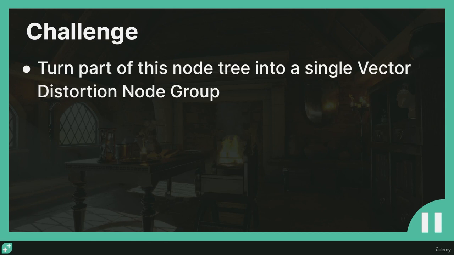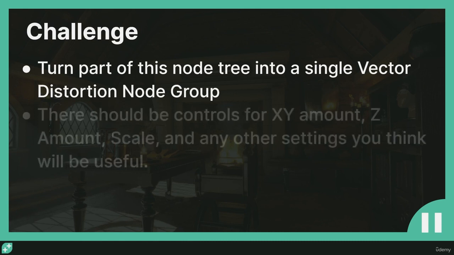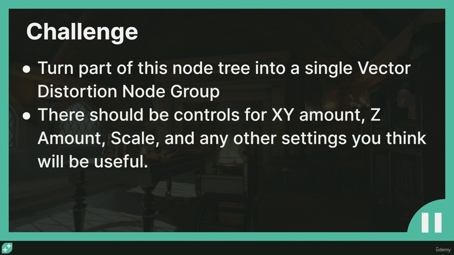Now we're only going to be using this node group on this one particular material, so there's no need to turn it into an asset for your asset browser, but having it as a node group means that we can easily duplicate it and layer a number of different distortions on our rings. Make sure that you have controls for the X and Y distortion amount, as well as a separate Z amount and scale. And feel free to add any other settings that you think will be useful.